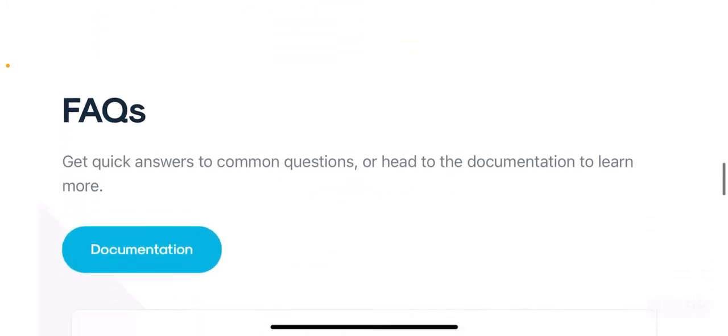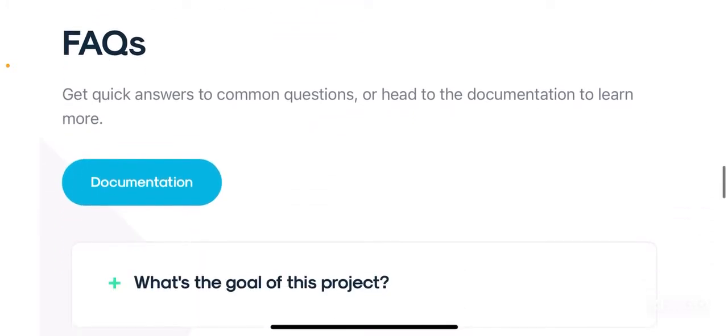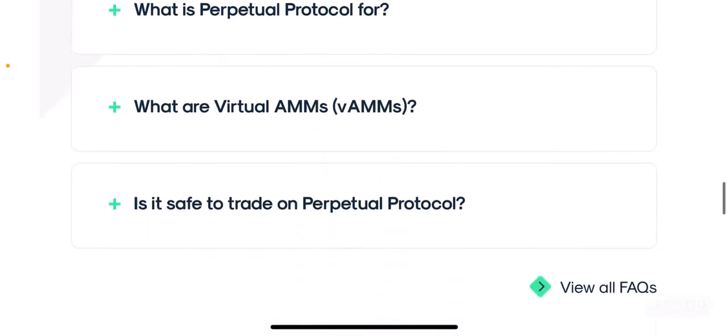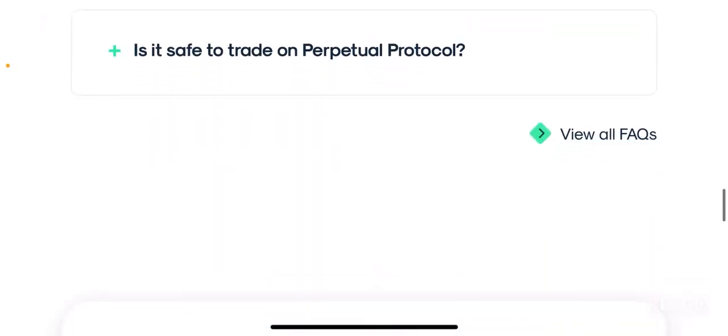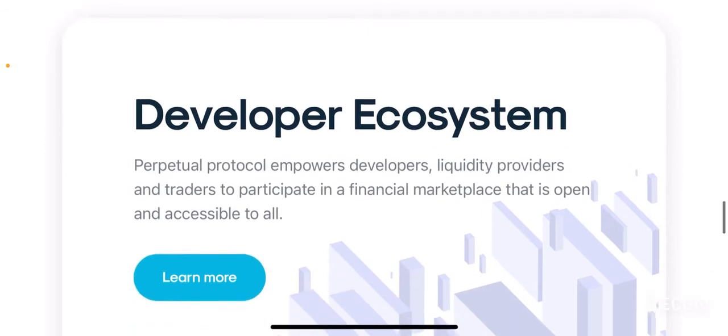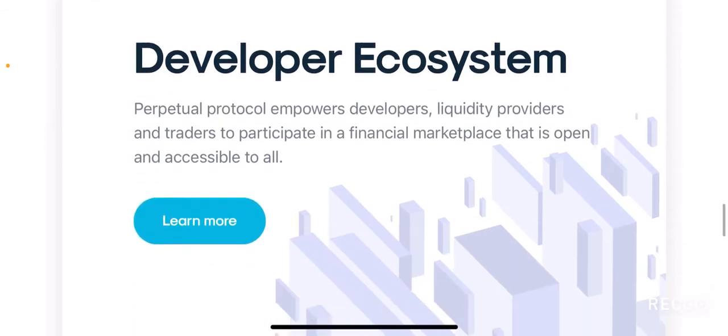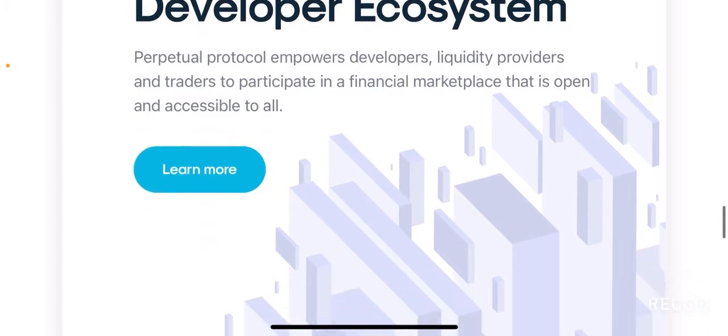So you have FAQs which you can also read through to understand this project even more. This provides more information for people who don't really have a lot of time going through the entire platform. You can also look at their full list of frequently asked questions here. Developer ecosystem. Perpetual Protocol empowers developers, liquidity providers, and traders to participate in a financial marketplace that is open and accessible to all, right? Again, you can learn more about that here.